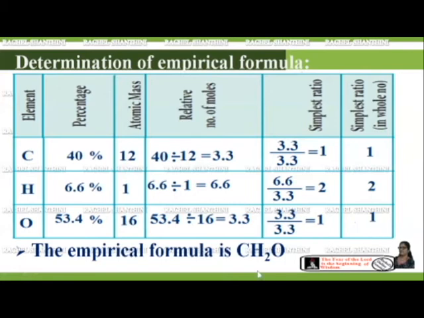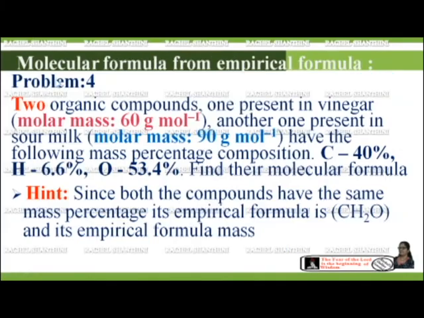for oxygen. Now we need to write the empirical formula. How do we write the empirical formula? First we have to write the symbols followed by the simplest whole number. 1 for carbon, so C, 2 for hydrogen, so H2, and 1 for oxygen, O. So the empirical formula for this compound is CH2O.